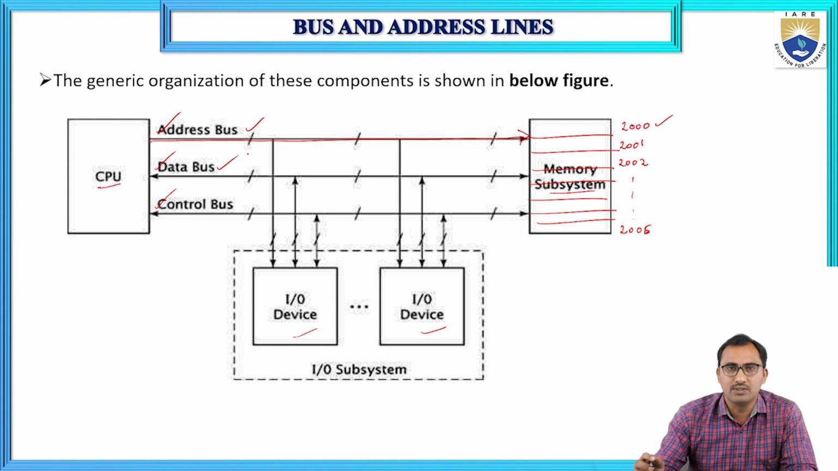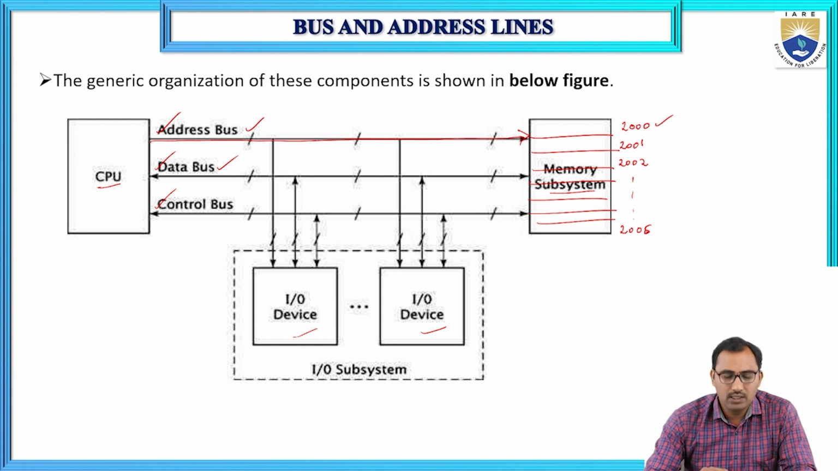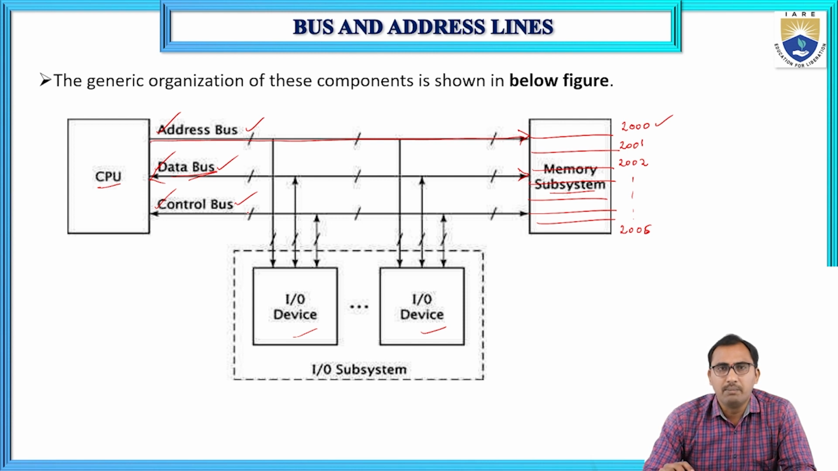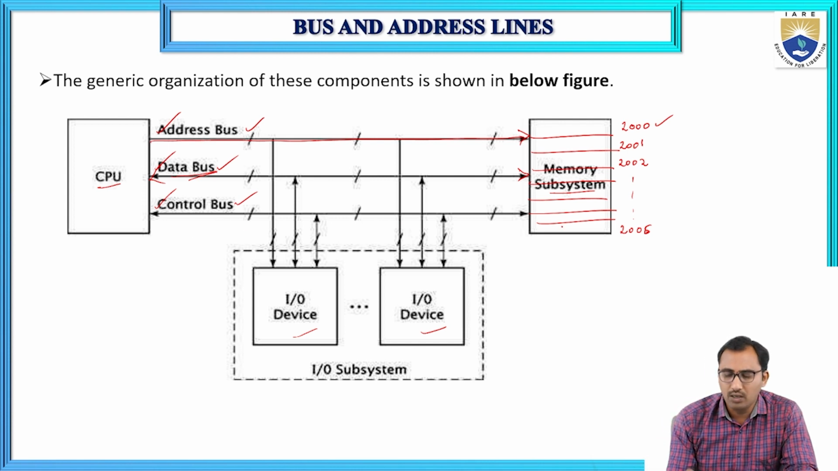The second one is the data bus. The data bus carries the data, whatever data the CPU wants to process. The data bus is bidirectional. That means data flows from the CPU to the memory as well as from the memory to the CPU. The third one is the control bus. The control bus is also bidirectional: from the CPU to the memory subsystem, and similarly from the memory subsystem to the CPU.